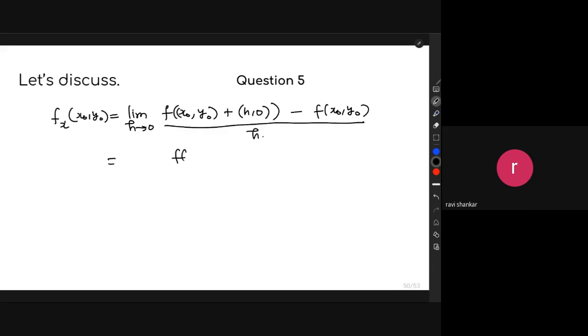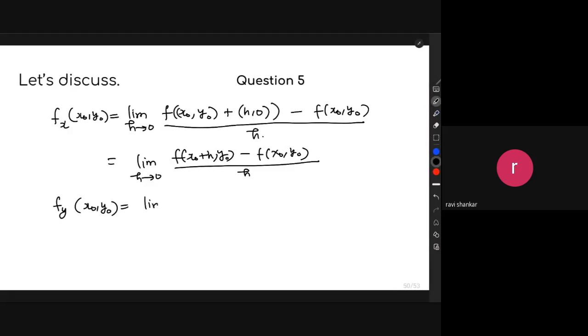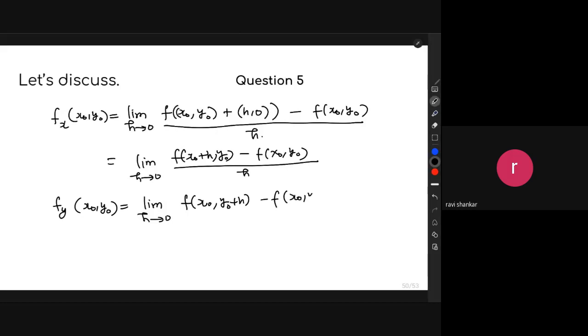Okay, so basically you only change the first variable and the second variable remains fixed. So if you only change the first variable x, it is called the partial derivative with respect to x. If you change the second variable, then it is called the partial derivative with respect to y. Similarly, you define f of y at x naught comma y naught to be the limit of this.